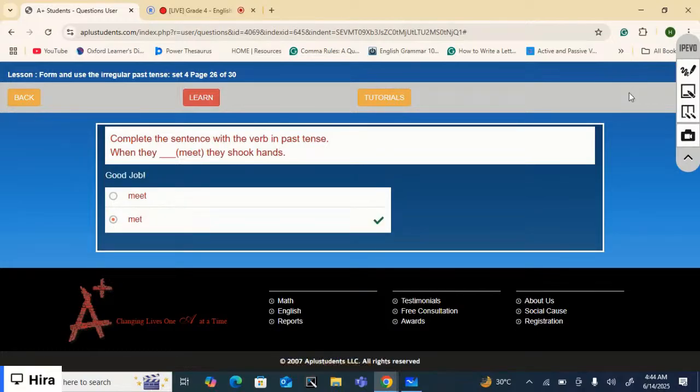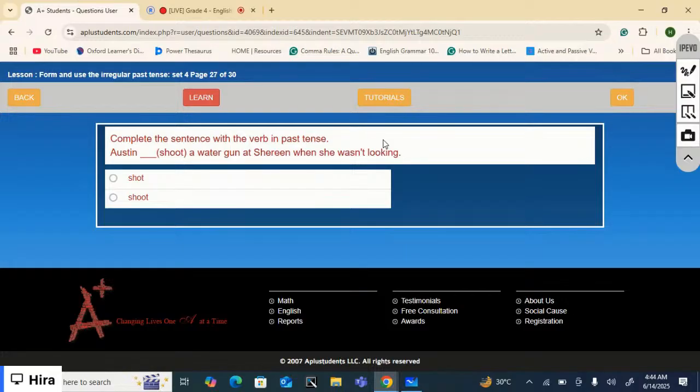Well, no worries, it is going to end soon, within a minute. So just have some patience. Austin blanked a water gun at Shireen when she wasn't looking. Shoot is the word. So the correct past tense is shot. Austin shot a water gun at Shireen when she wasn't looking. So this is the correct past tense word.